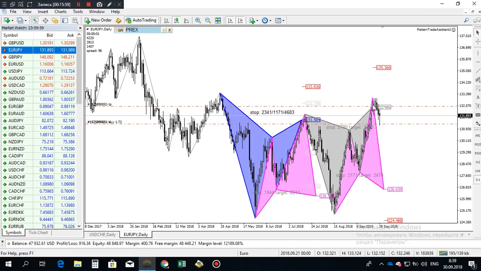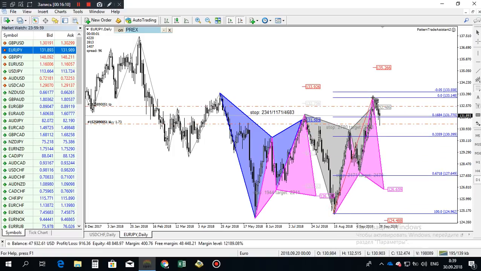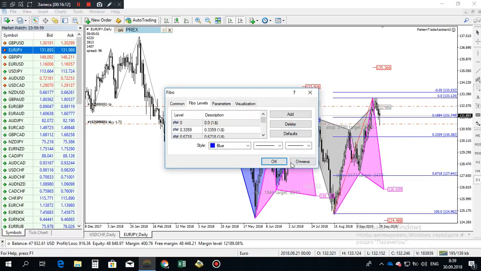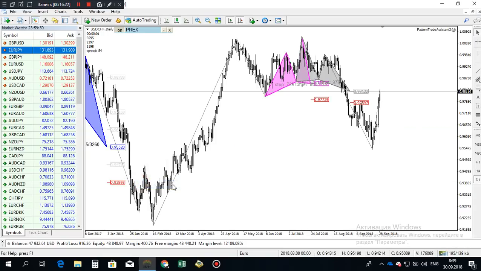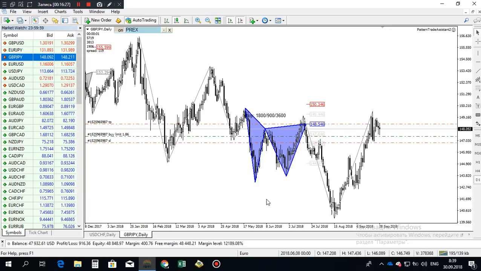We have a butterfly pattern. With butterfly, I don't use this method of trade management. Butterfly is pretty much the same. You stretch your fibs from A to D, and you set your targets to 38.2 and 61.8. I don't have these levels here, but your first target is 38.2, second target is 61.8. So this is Euro Yen. Butterfly is already completed. Now let's go next.